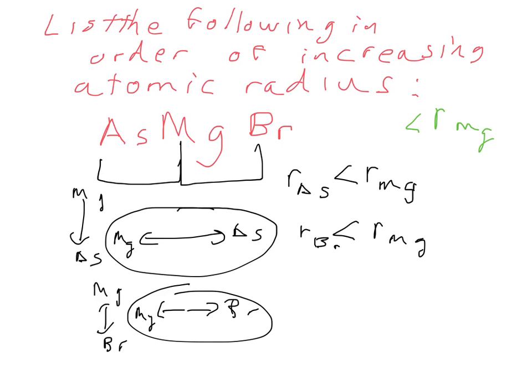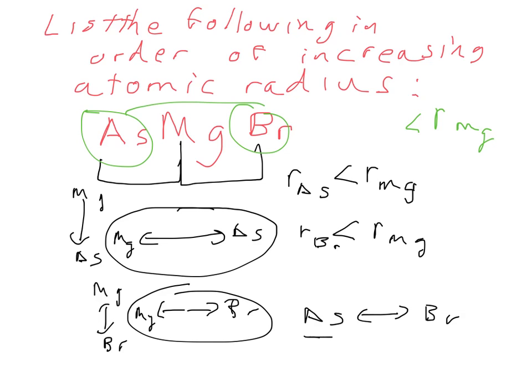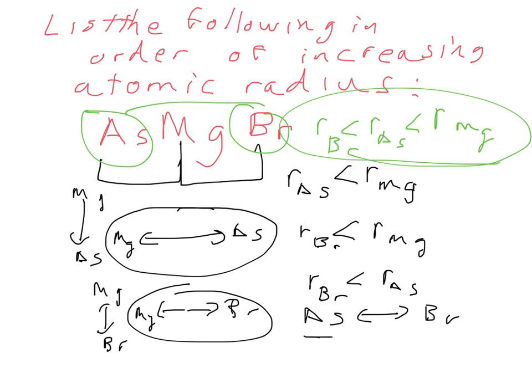So now we have to differentiate between arsenic and bromine. They're in the same period. Arsenic is to the left of bromine, so arsenic should be the larger radius. So magnesium's larger than both, and arsenic is larger than bromine. So, what is the order of the radiuses?